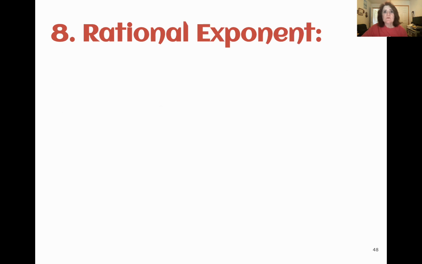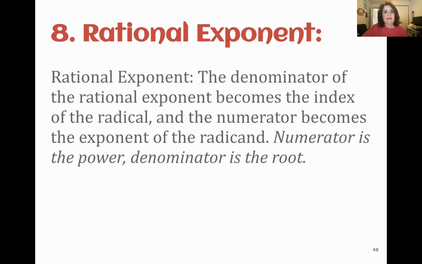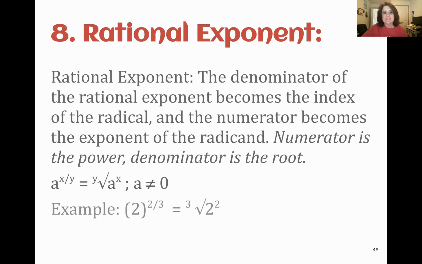Rule number 8 is the rational exponent rule. The rational exponent rule says the denominator of the rational exponent becomes the index of the radical, and the numerator becomes the exponent of the radicand. Numerator is the power, denominator is the root. So a to the x over y is the y-th root of a to the x. An example would be 2 to the 2/3 power is the cube root of 2 squared.